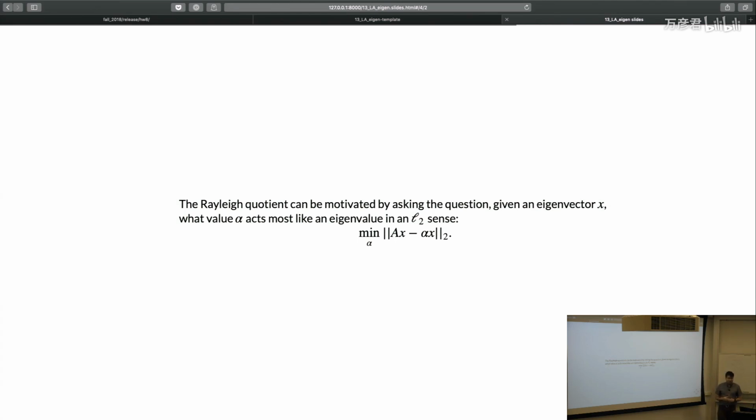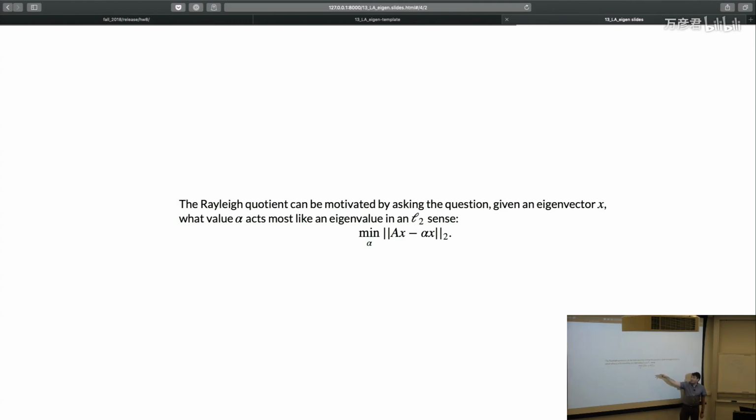We can look at it more as a variational problem. So instead of trying to find Ax and lambda x, we can term it as a minimization problem. So that's really what we're talking about. This minimization problem says, if I have x, an eigenvector, what alpha is going to minimize this thing? We know if this is minimized, that's an eigenvalue, right? So if this is an eigenvector, then alpha will be an eigenvalue if this is minimized.